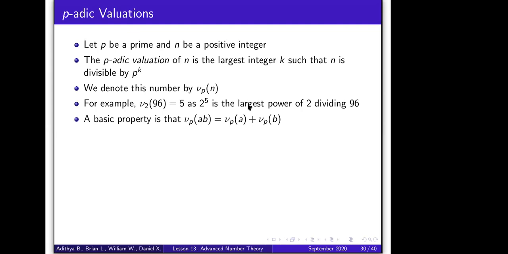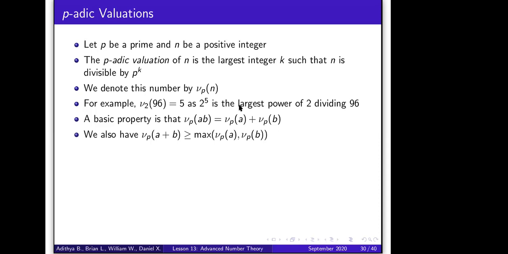So there are a couple of properties of VP with respect to addition and multiplication. The simpler one occurs when we multiply two numbers, then their VPs add. The VP of the product of two numbers is just the sum of their VPs. Does anyone have any questions on why this is true? You just take the largest exponent dividing A and add it to the largest exponent dividing B.